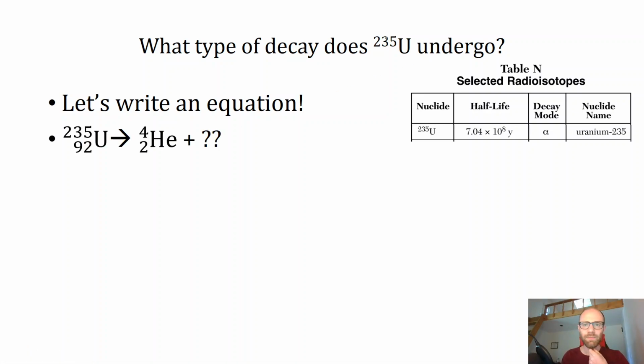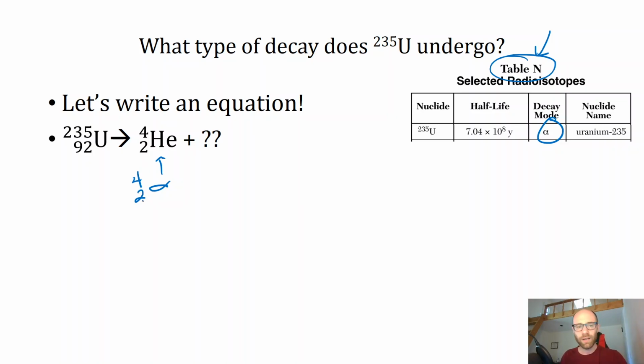Anytime you're getting asked about what type of decay a certain particle undergoes, I would say go straight to Table N immediately, because it actually tells you the decay mode, in which case you can go to Table O if you need to, or if you know what it is. This is our alpha particle. You can write your alpha particle as He, or you can write it as the symbol alpha. We all understand it to be the same thing.